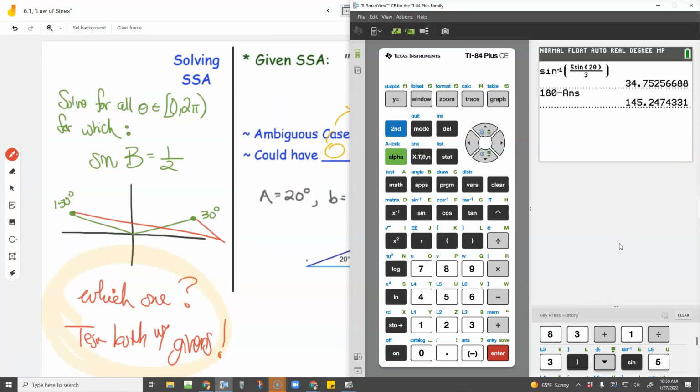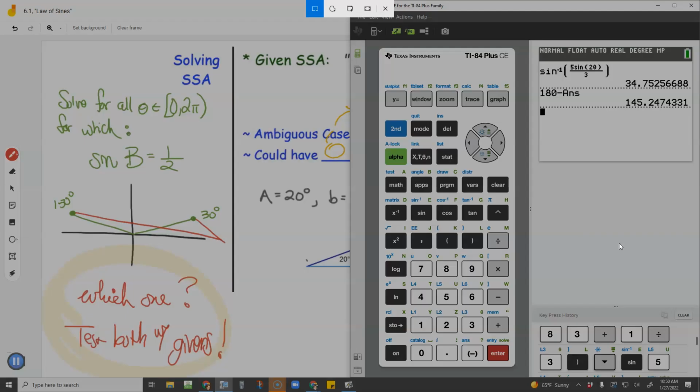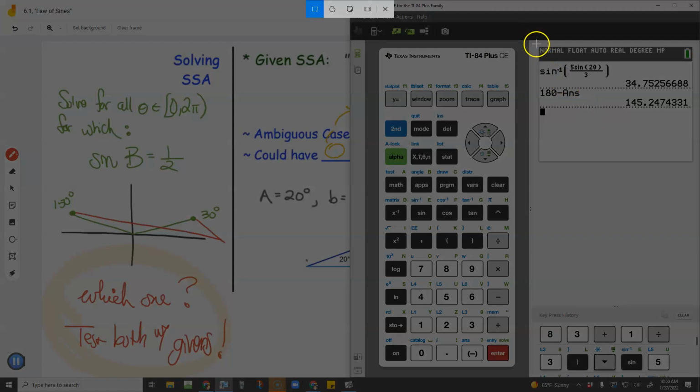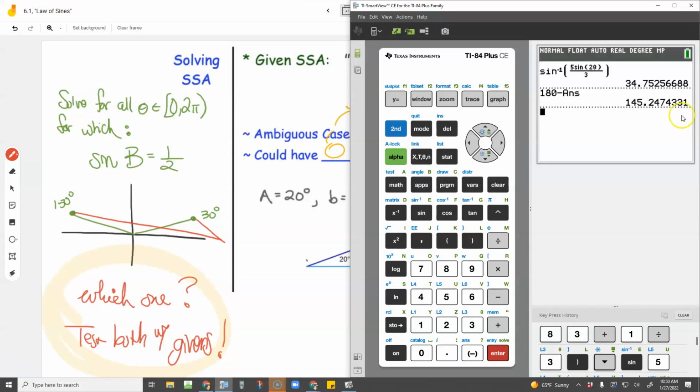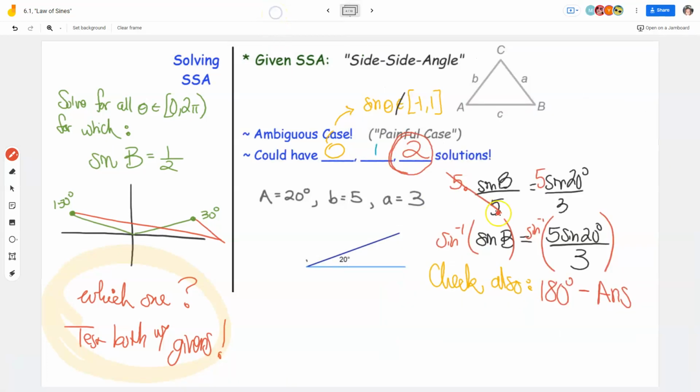Sasha, go ahead, kid. When I put it in, it said I had the domain error. Ooh. Are you plugging in with my alpha y equals fraction thing? Are you using a division sign? Yeah. Okay. Are you in degree mode? Okay, let me come look.